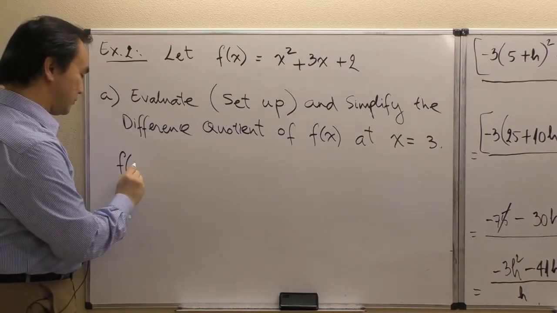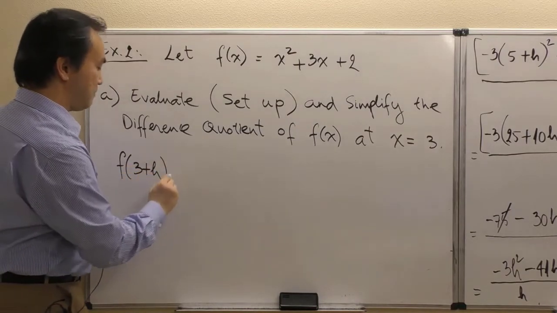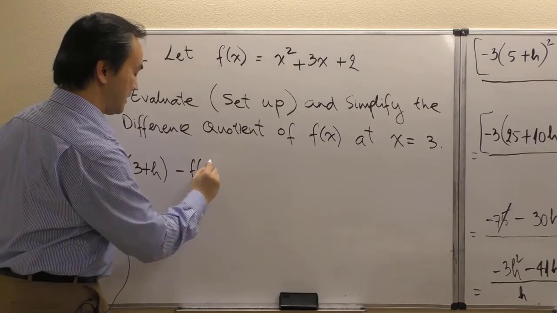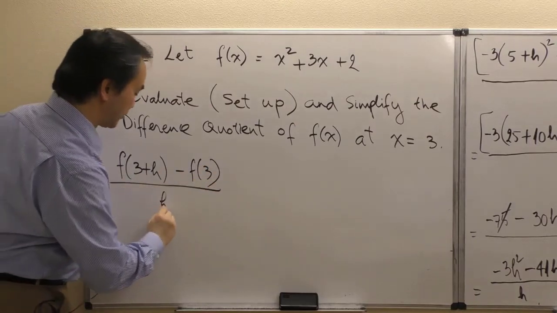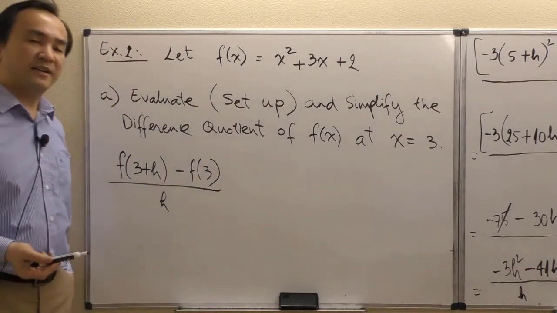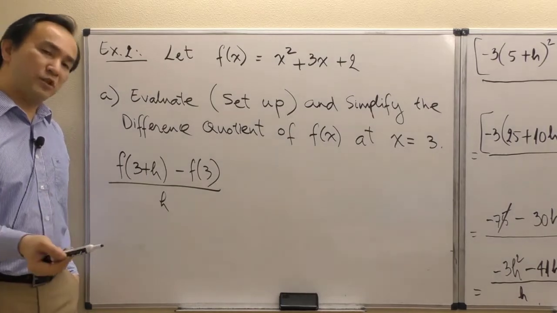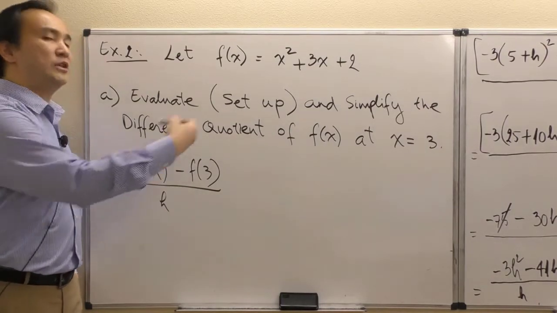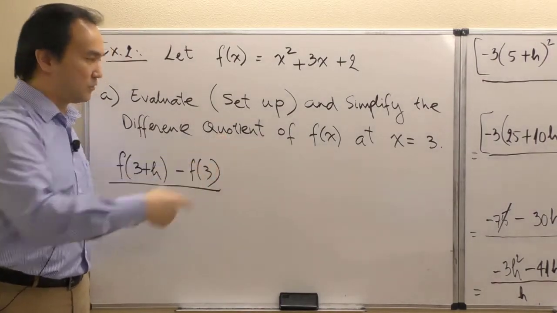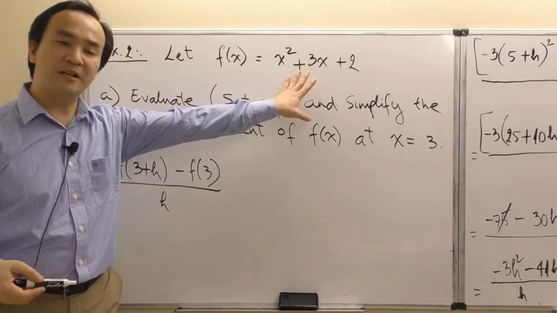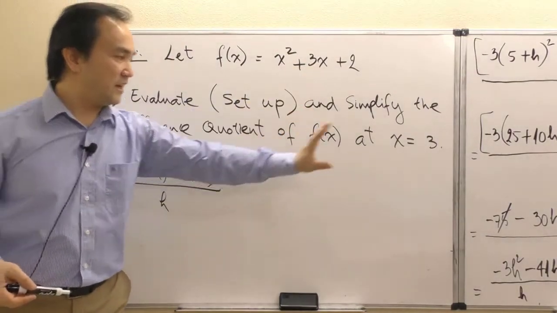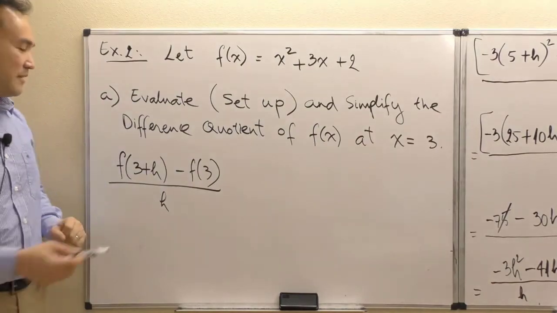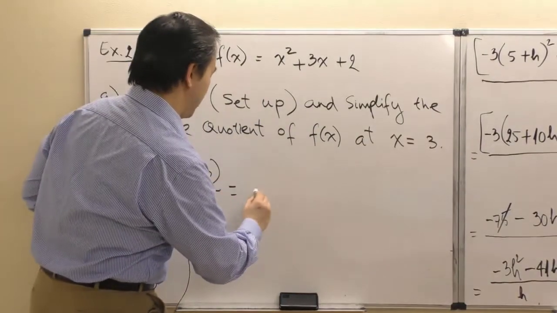So now f of 3 plus h minus f of 3 over h. That's always our beginning point. And we call this setup right here the difference quotient. And from that setup, we are going to go further into setting it up further with our function properly substituted in. Okay, and with the value here. And so here we go.